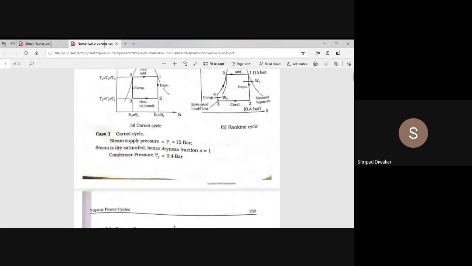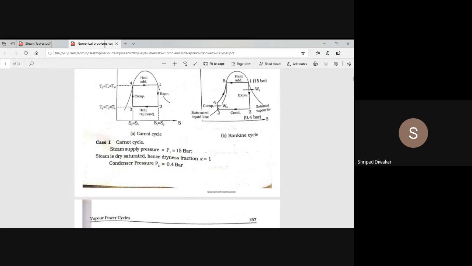If pump work is there, in that case you remember the formula: pump work is H4 minus H3, and turbine work is H1 minus H2. In this case, no pump work is required, so you have to neglect it. You have to calculate only the turbine work, that is H1 minus H2, divided by QS.